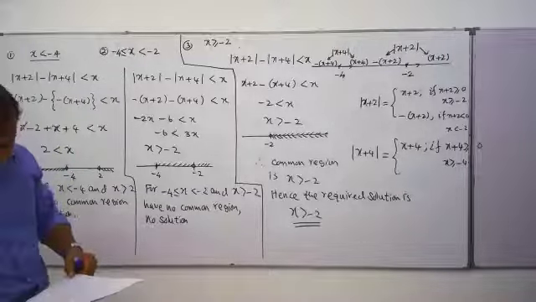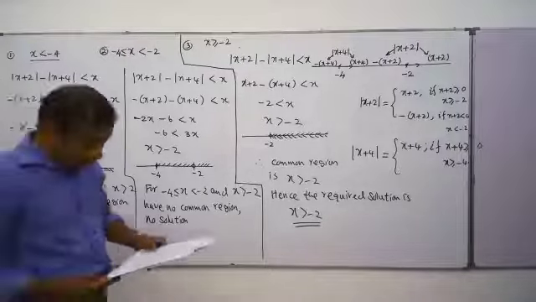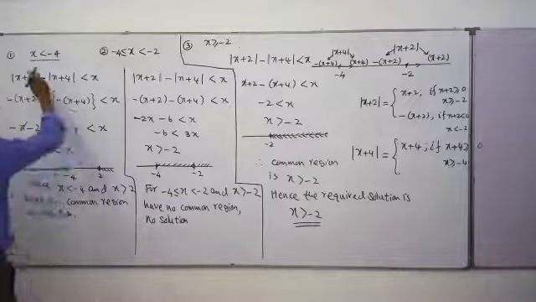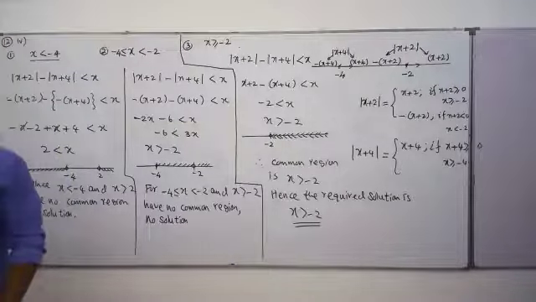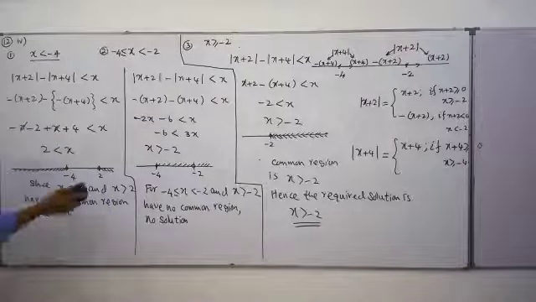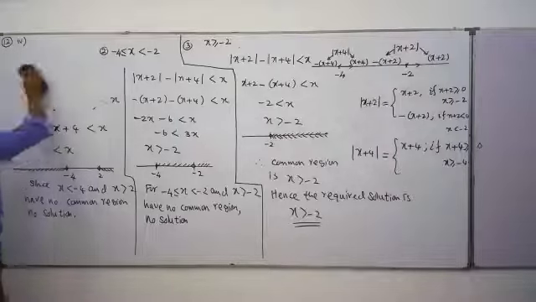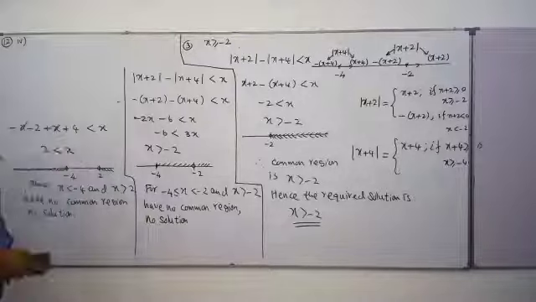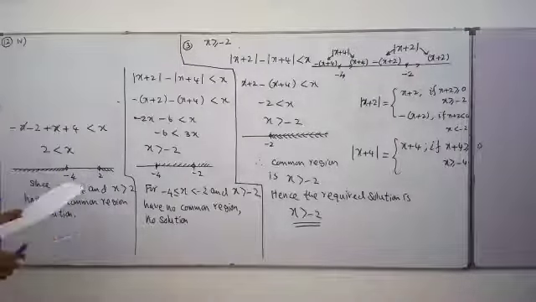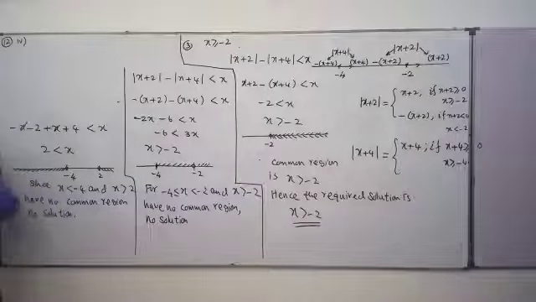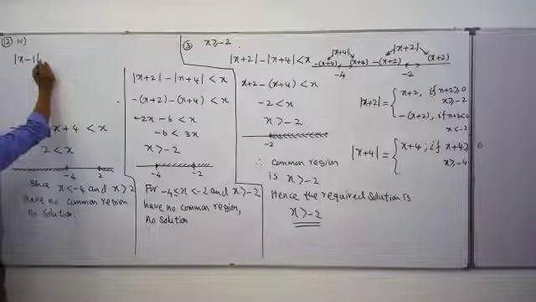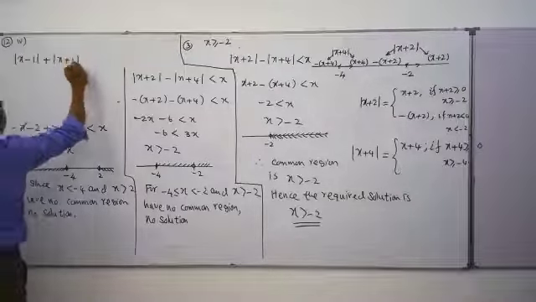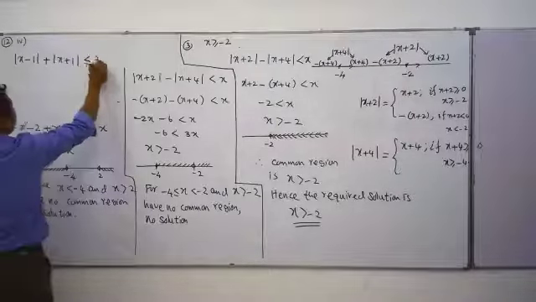People, we will take one more in this case. Right, question number 12, part 4 we'll take. It says mod x minus 1 plus mod x plus 1 less than or equal to 3. Take this.